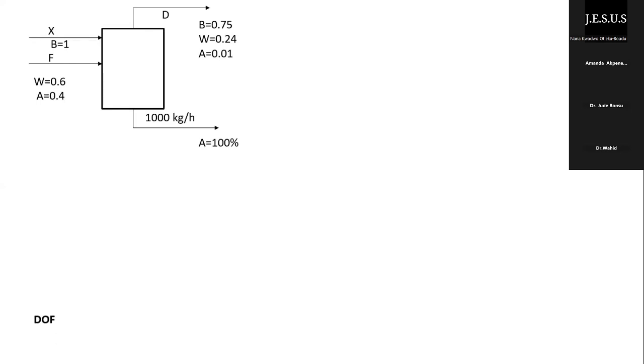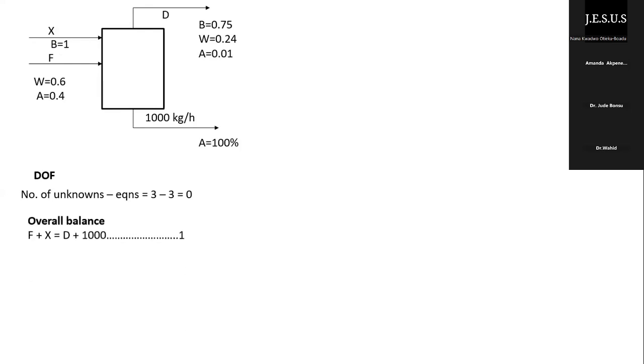So what we do is that we first start with the degree of freedom analysis. For that one, we have to get the number of unknowns and then the number of independent equations we have. We said that for the number of unknowns, if we look at our process, we don't know the flow rate of the feed stream. We don't know the flow rate of the benzene stream. And we don't know the flow rate of the distillate stream. So those become 3 unknowns. Then for the number of equations, we can get it by counting the number of components we have.